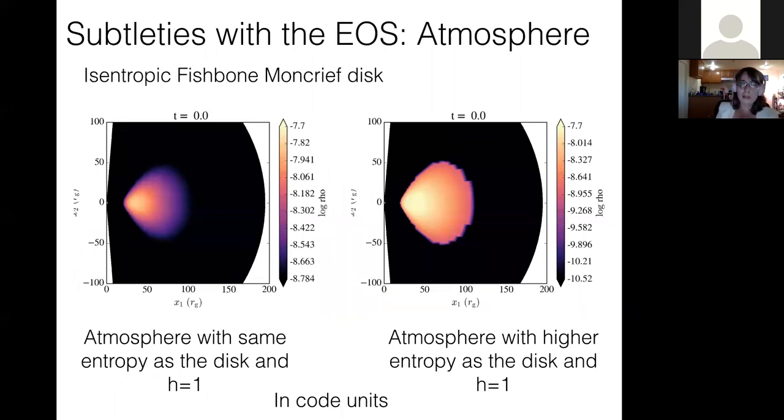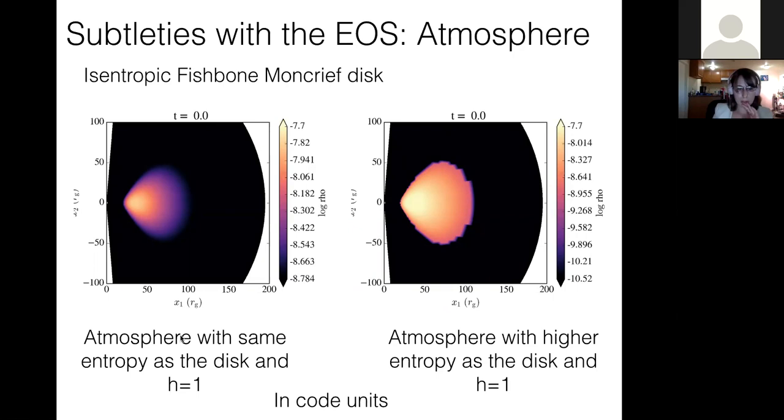So let me talk a little bit about some subtleties with the EOS that we have found. The subtleties occur in the atmosphere. What we did to test the equation of state was an isentropic Fishbone-Moncrief disk. We took the enthalpy from the Fishbone-Moncrief paper, and we said, okay, let's just do it as isentropic. So the disk is isentropic, and it has the enthalpy from the Fishbone-Moncrief disk.